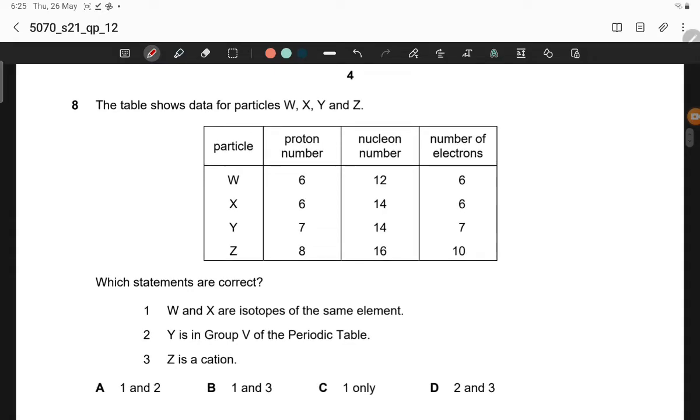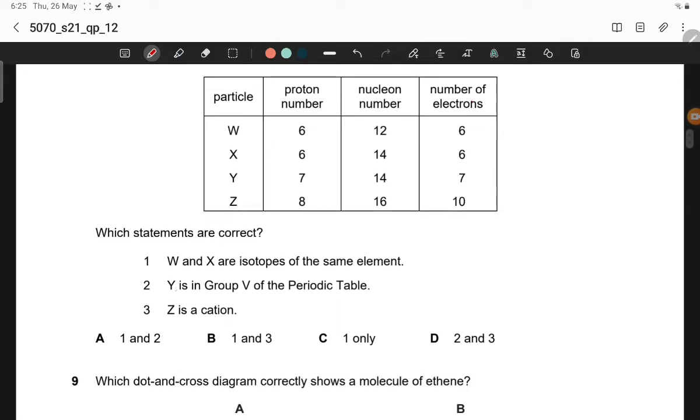The table shows data for the particles W, X, Y and Z: proton number, nucleon number and neutron number. Which statements are correct? W and X are isotopes of the same element. Y is in group 5 of the periodic table. Z is a cation. So which statements are correct?